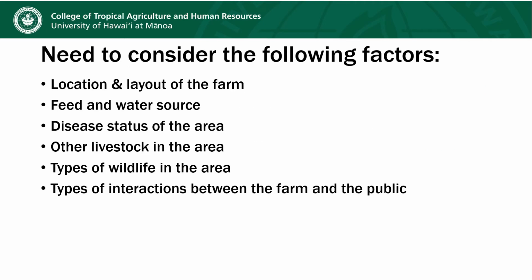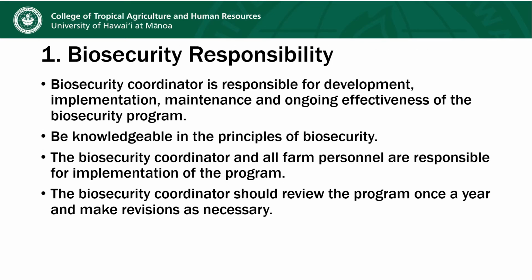As you design your personalized biosecurity plan, you will need to consider the following factors: the location and layout of the farm, your feed and water sources, the disease status of the area, the livestock or wildlife in the area, and the types of interactions between the farm and the public. Now we'll go through each of the 14 parts of a biosecurity plan.